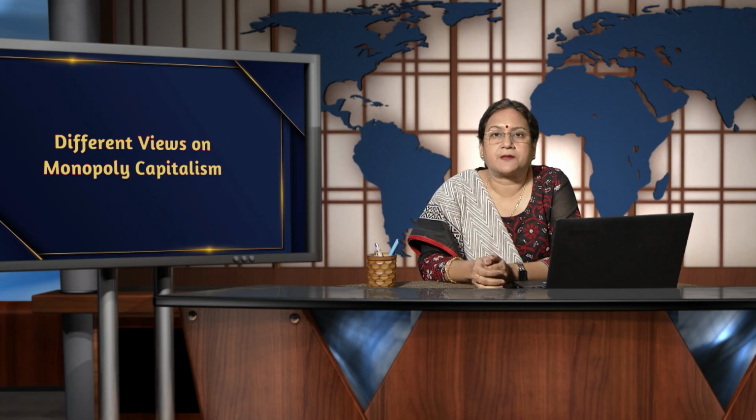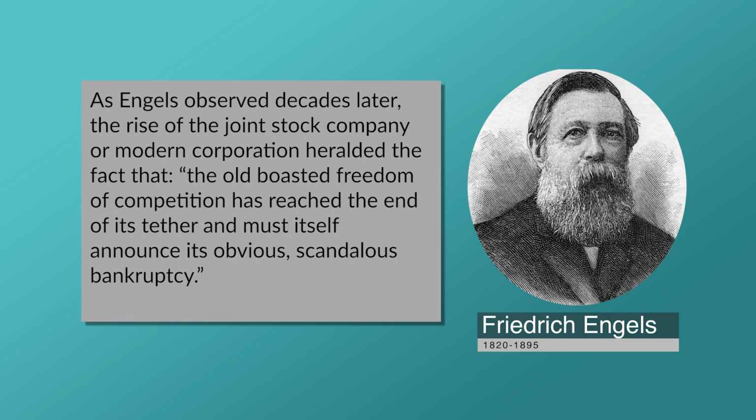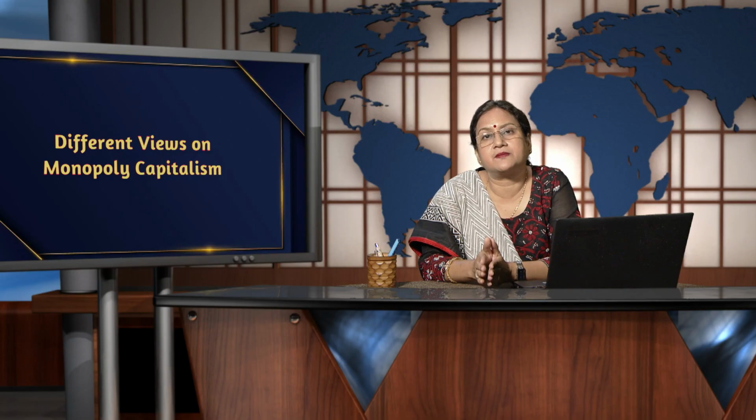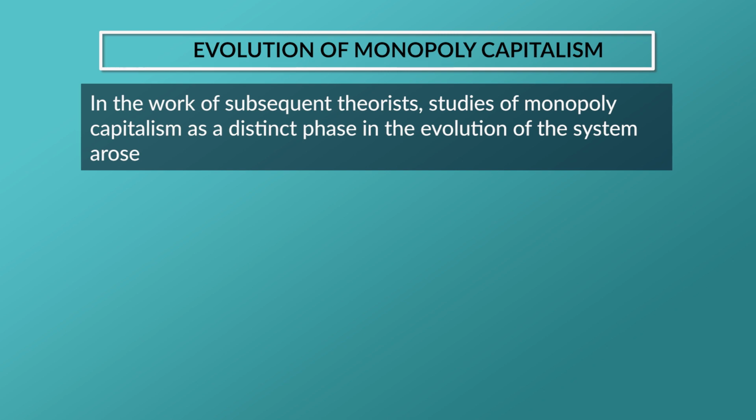Now, let us give a small snapshot of the evolution of monopoly capitalism. As Engels observed, the rise of the joint stock company or modern corporation heralded the fact that the old boasted freedom of competition has reached the end of its tether and must itself announce its obvious scandalous bankruptcy. Therefore, there can be no doubt that Marx and particularly Engels recognized that a historical turning point had been reached. Nevertheless, they saw the demise of free competition as marking not a new stage of capitalism but a harbinger of socialism to come. It was not until some years later, in the work of subsequent theorists, that studies of monopoly capitalism as a distinct phase in the evolution of the system arose.